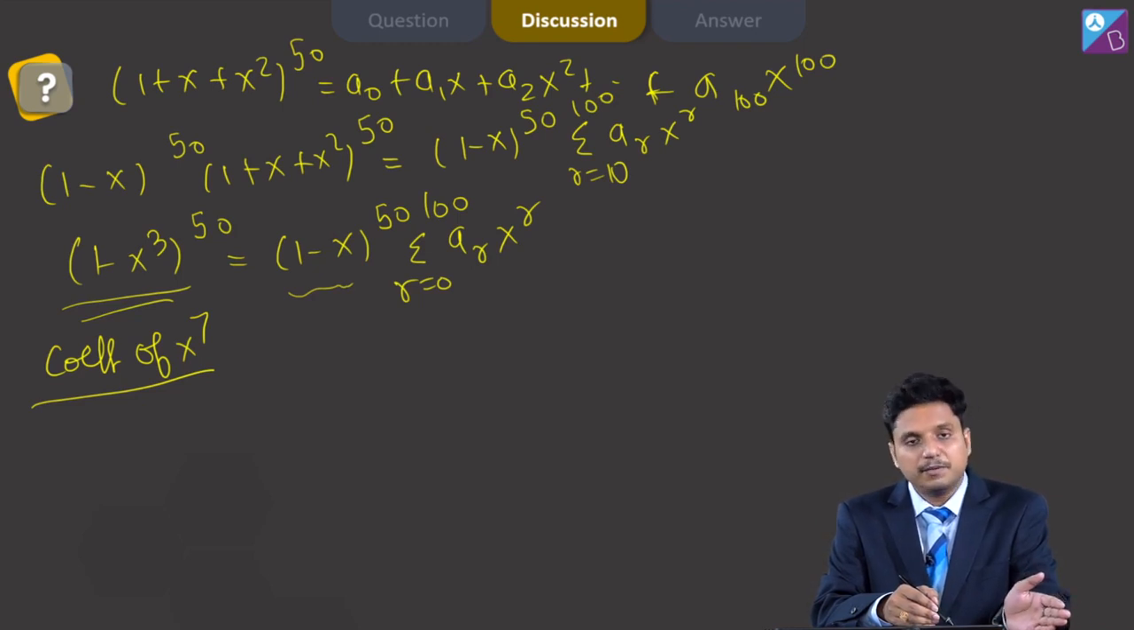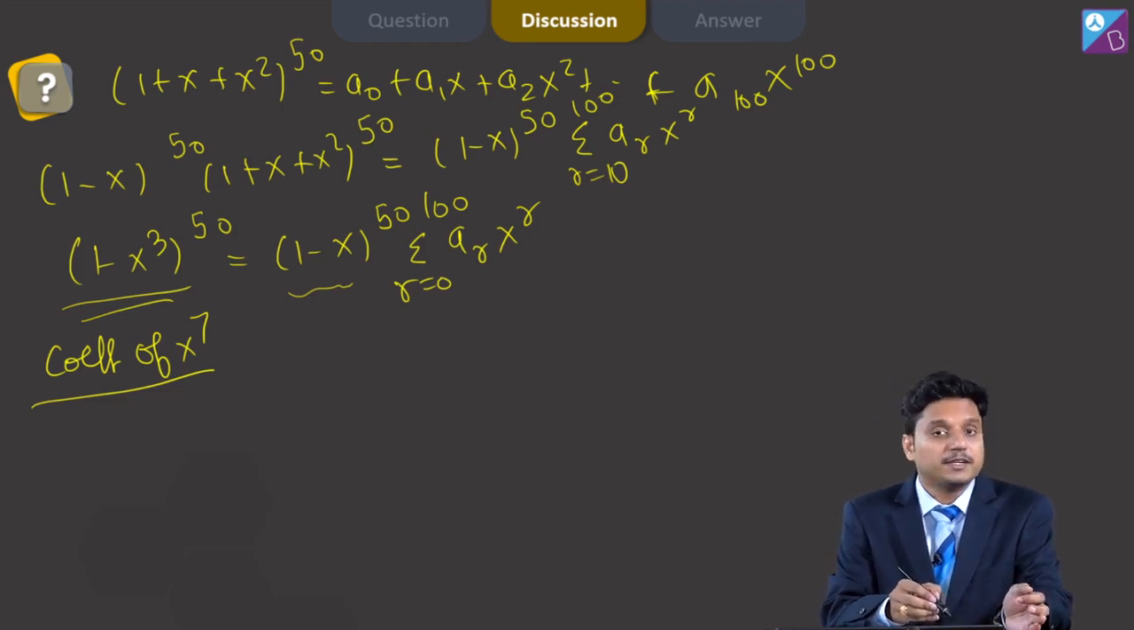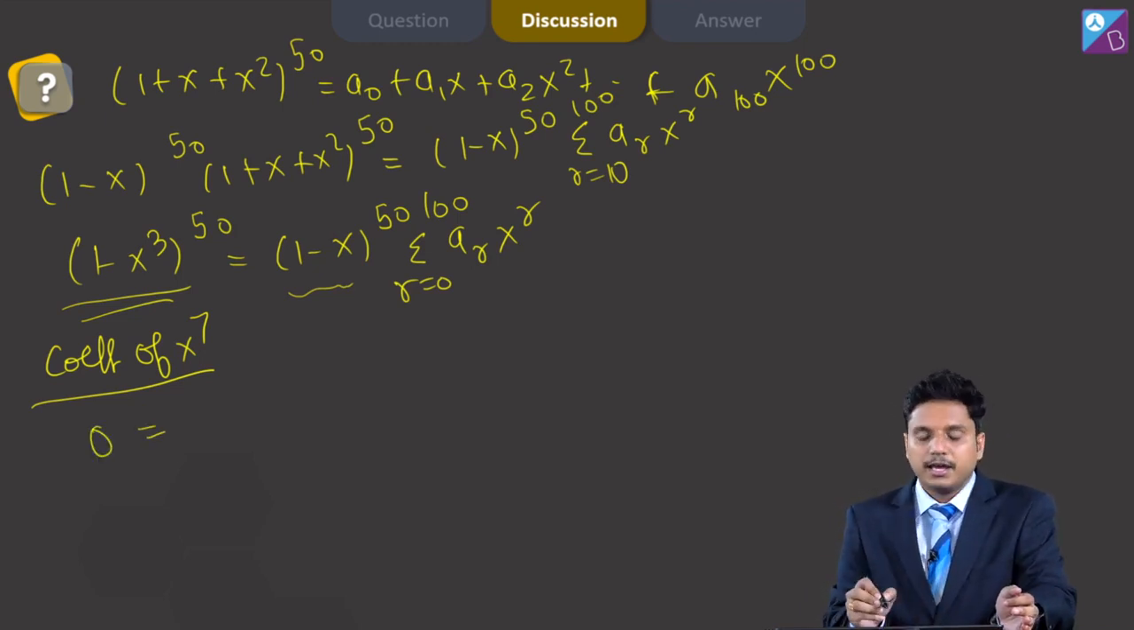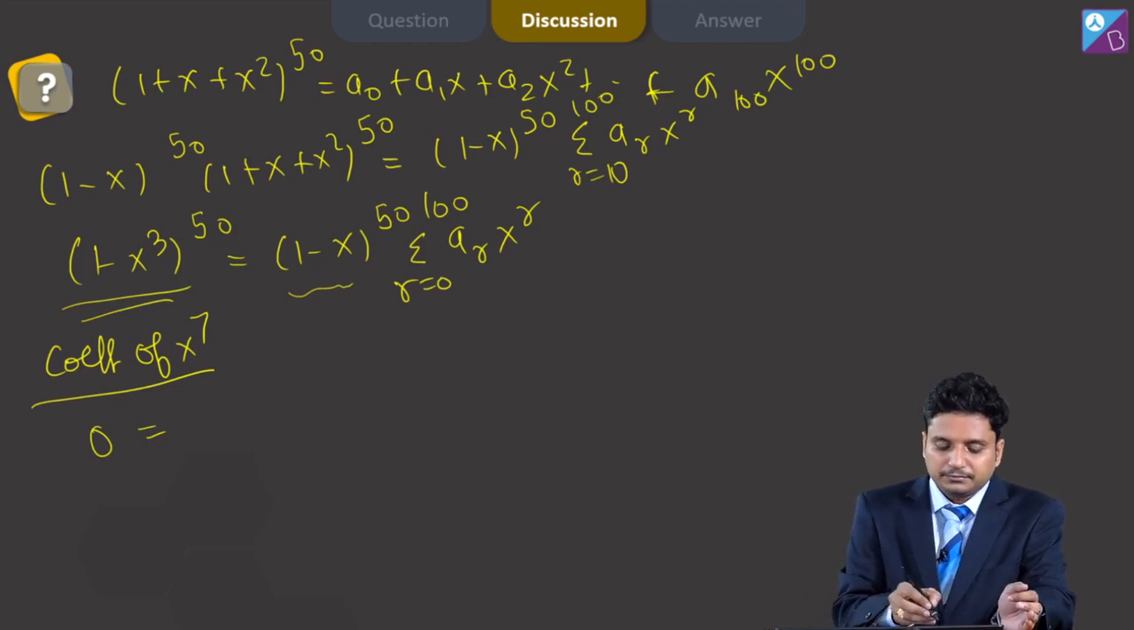All those powers will be multiple of 3, and it will be having minimum as 0 and maximum as 150, but all those powers will be multiples of 3. This term will not have anything as coefficient of x raised to power 7. So coefficient of x raised to power 7 in left hand side is obviously going to be 0. In right hand side, what will happen?